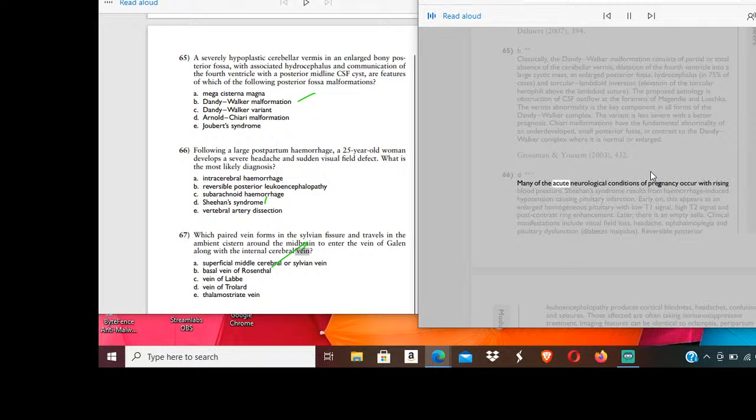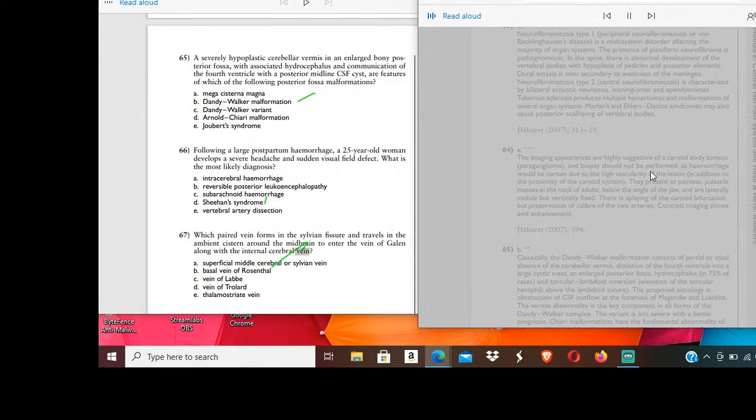66d. Many of the acute neurological conditions of pregnancy occur with rising blood pressure. Sheehan syndrome results from hemorrhage-induced hypotension causing pituitary infarction. Early on, this appears as an enlarged homogeneous pituitary with low T1 signal, high T2 signal, and post-contrast ring enhancement. Later, there is an empty sella. Clinical manifestations include visual field loss, headache, ophthalmoplegia, and pituitary dysfunction, diabetes insipidus. Reversible posterior. Module 6, Central Nervous System and Head and Neck answers.